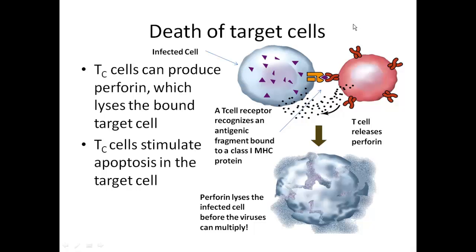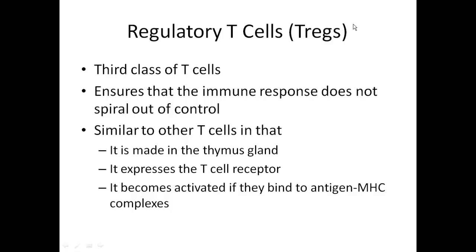All right, another type of T cell is called Tregs. It's the third class of T cells. Tregs ensure that the immune response does not spiral out of control. It is similar to the other T cells that we've talked about in that it is made in the thymus gland, it has a T cell receptor, and it will become activated if it binds to an antigen MHC complex, as just pictured.